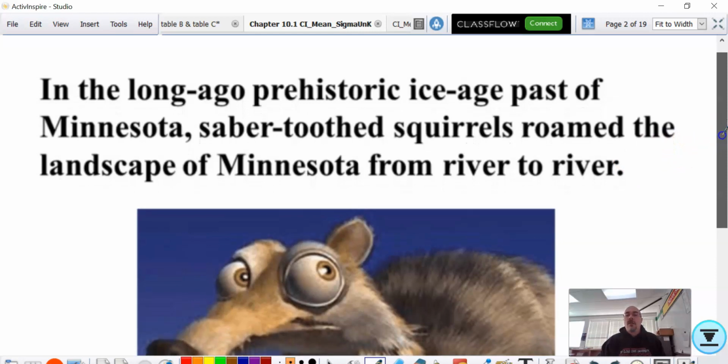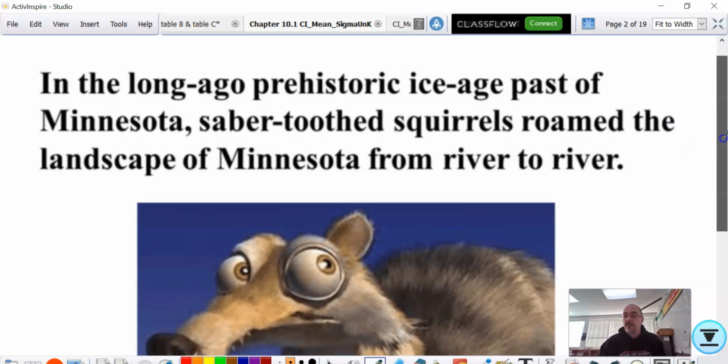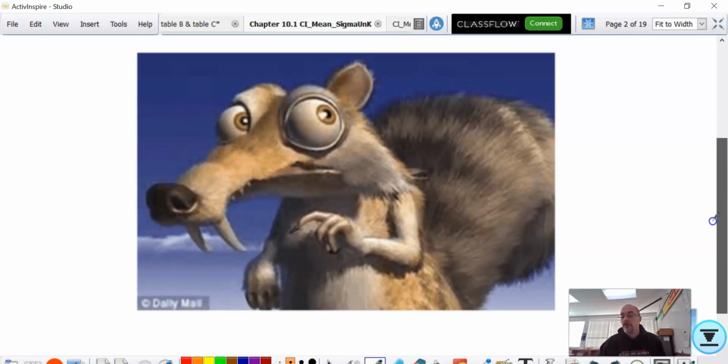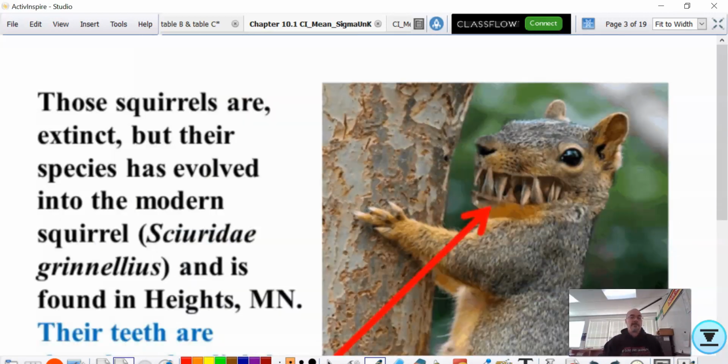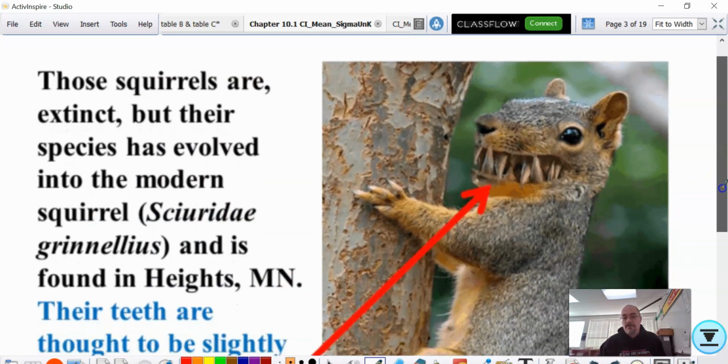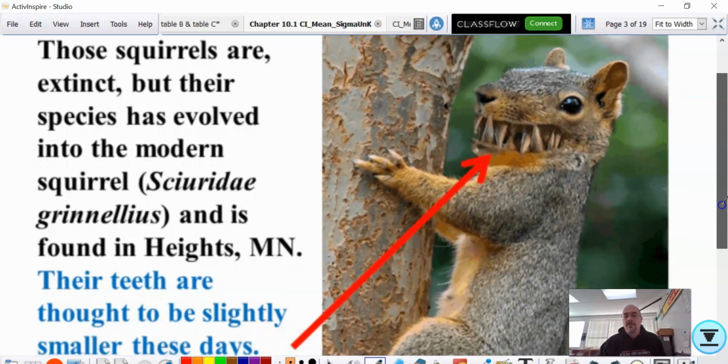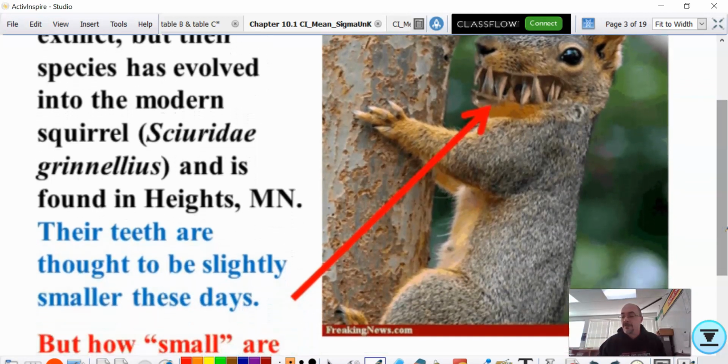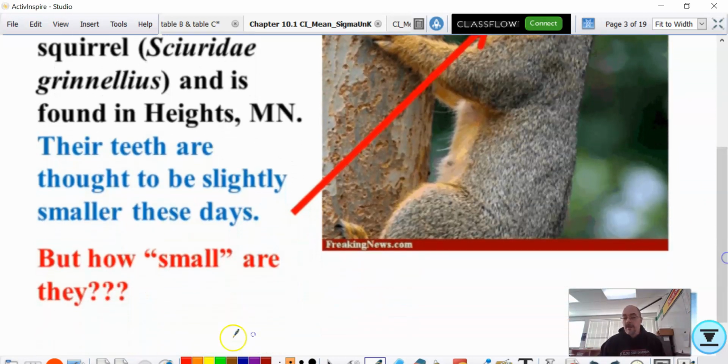In the long ago prehistoric ice age past of Minnesota, saber-toothed squirrels roamed the landscape of Minnesota from river to river. Okay, recognize him? Ooh, look at that squirrel. Those squirrels are extinct, but their species have evolved into the modern squirrel, and is found in Heights, Minnesota. Their teeth are thought to be slightly smaller these days. Yeah, I hope so. But how small are they?